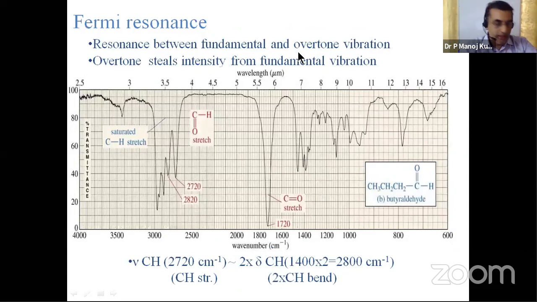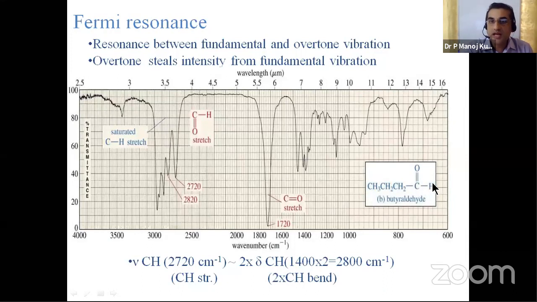Now, here we are coming to another aspect of it called Fermi resonance. So what is Fermi resonance? Let me take the example of an aldehyde. Here we are taking acetaldehyde. So what about this carbon hydrogen? This carbon hydrogen bond can undergo stretching vibrations.